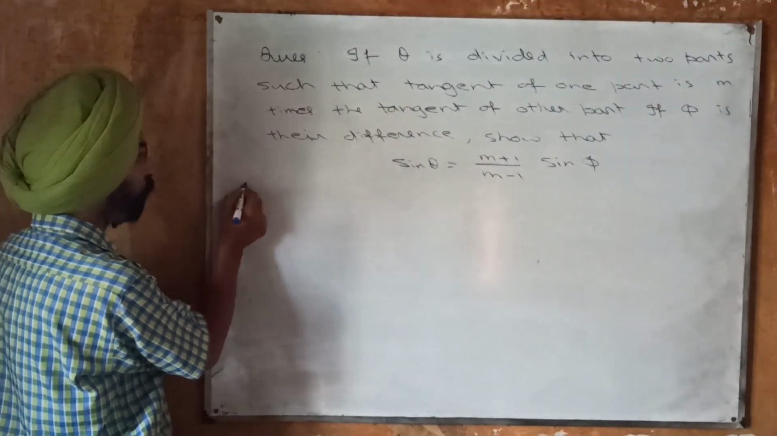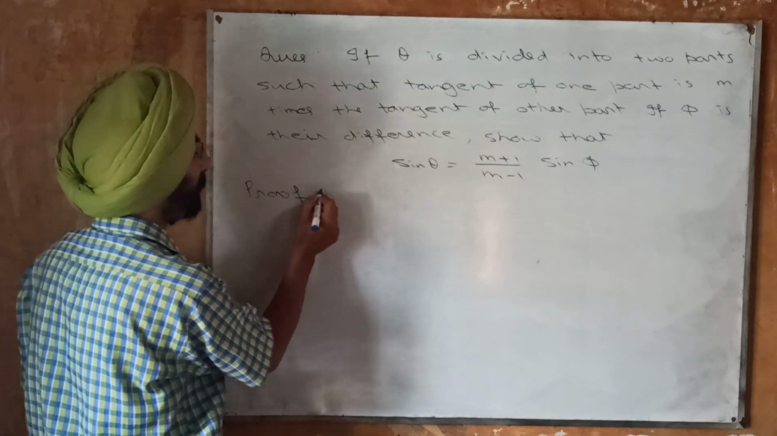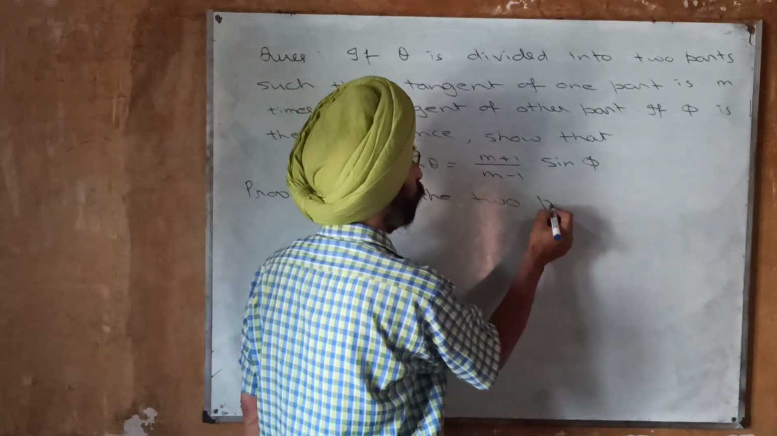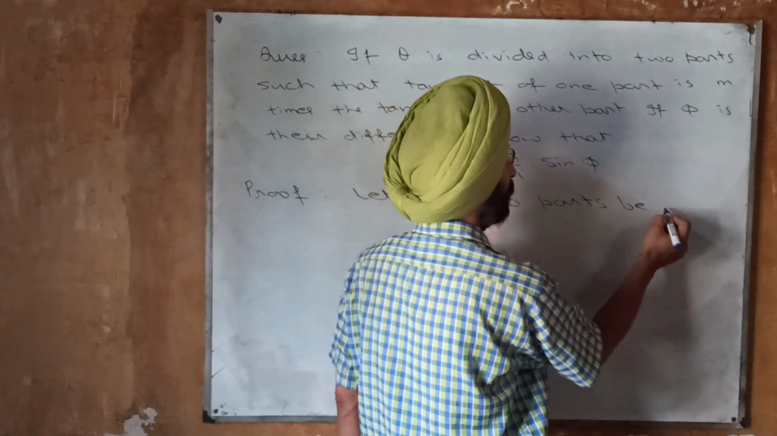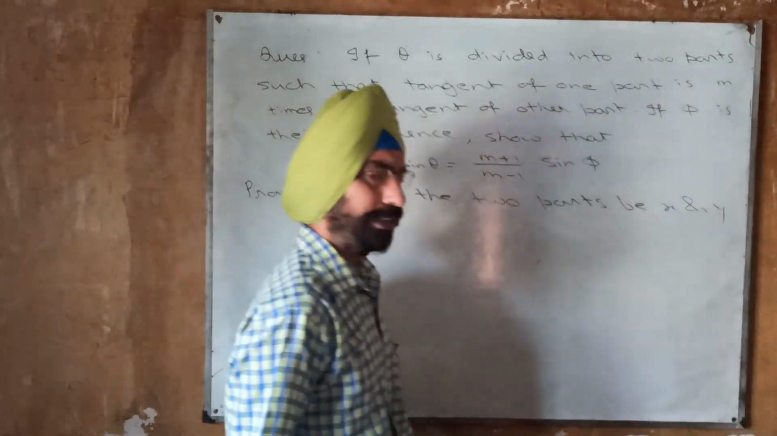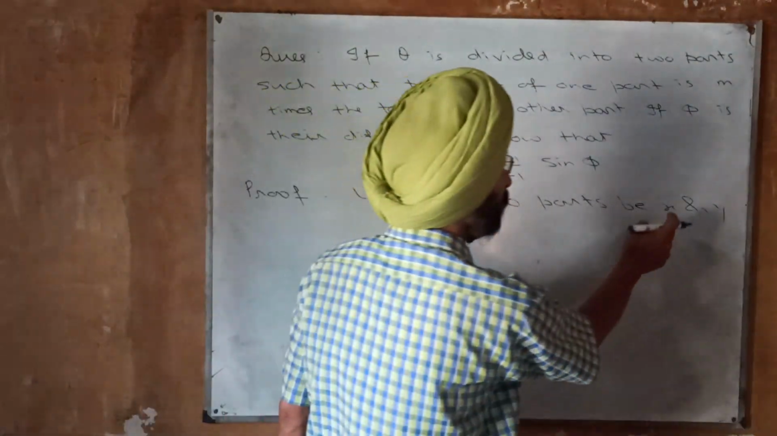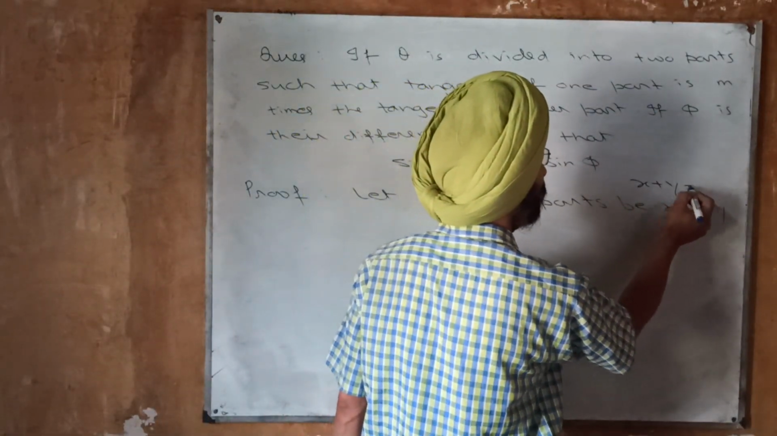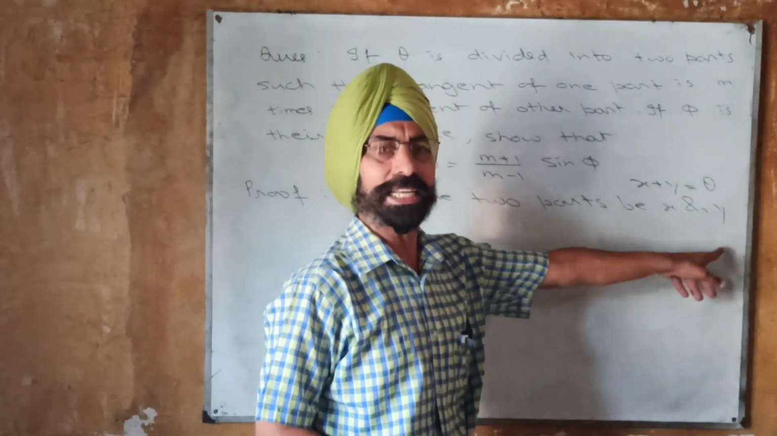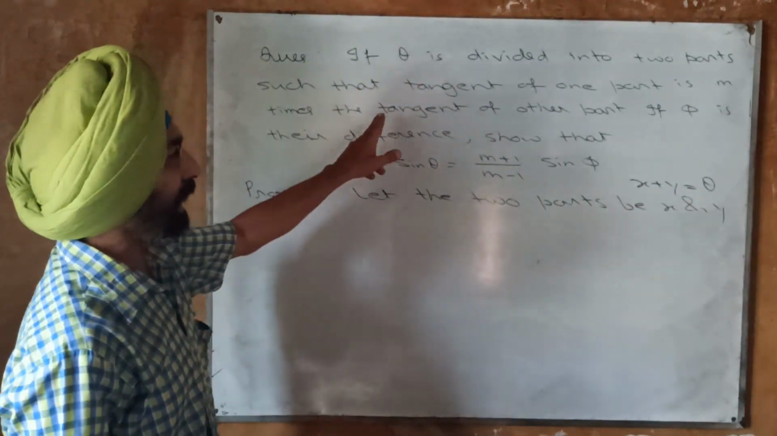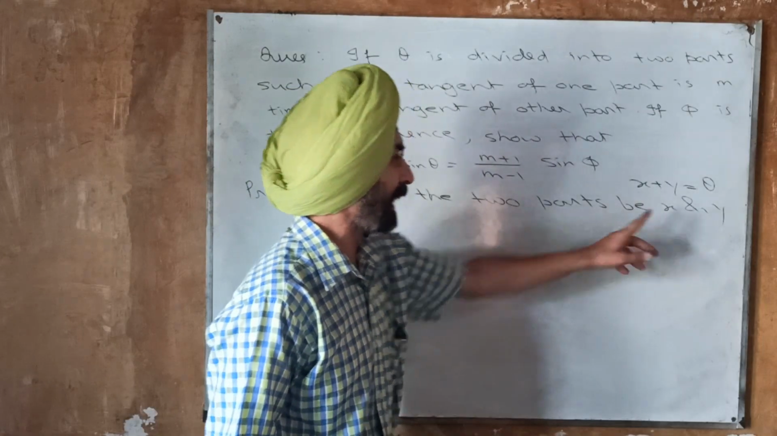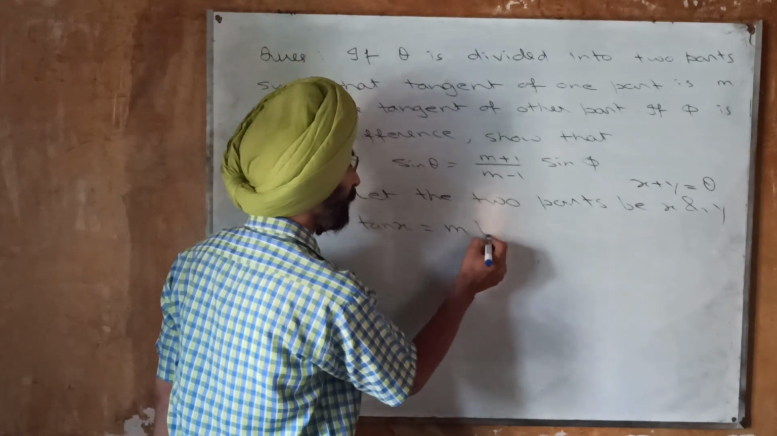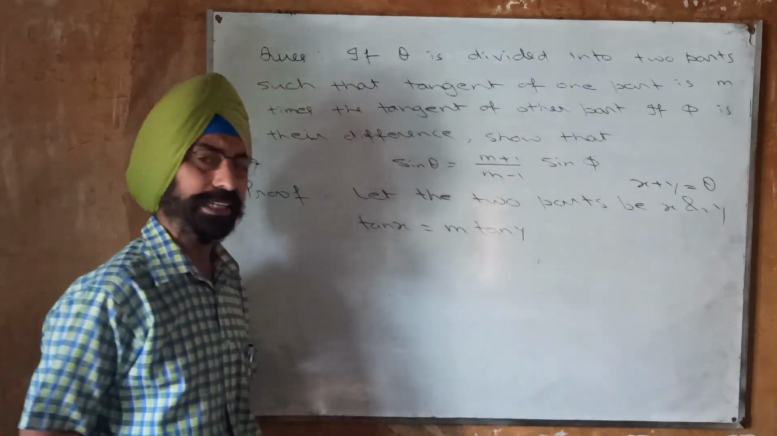So I am starting with the proof. Let the two parts be x and y. These are the parts of theta. That means x plus y is theta. It is obvious that x plus y is theta because x and y are the parts of theta. Now tangent of one part, say tangent of x, is m times tangent of the other part, that means tan y.